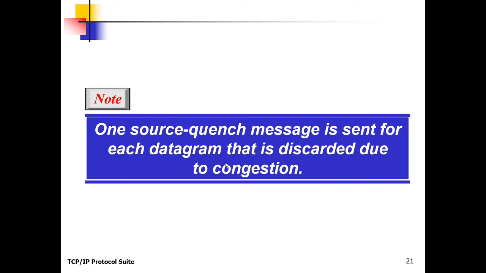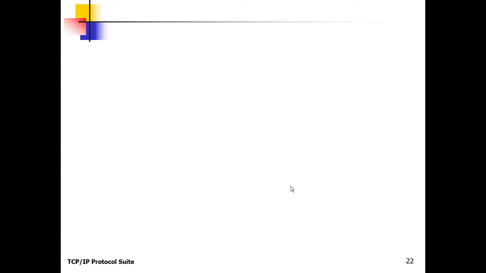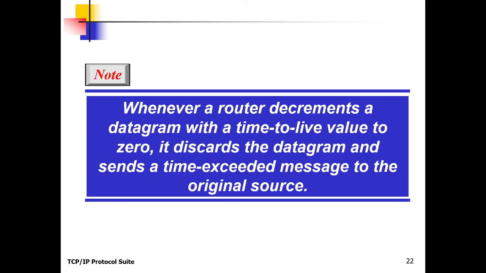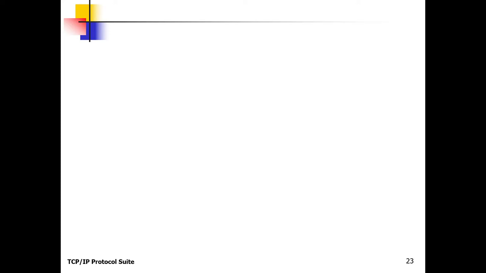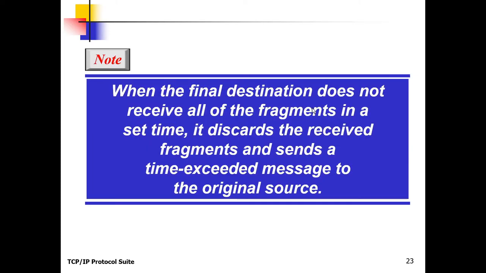One source quench message is sent for each datagram that is discarded due to congestion. Now we are talking about the third message type, which is time exceeded. Remember, the router keeps decreasing the time to live as the datagram goes past. What will happen if it goes to zero and the router discards the packet? We have to let the original source know about it.